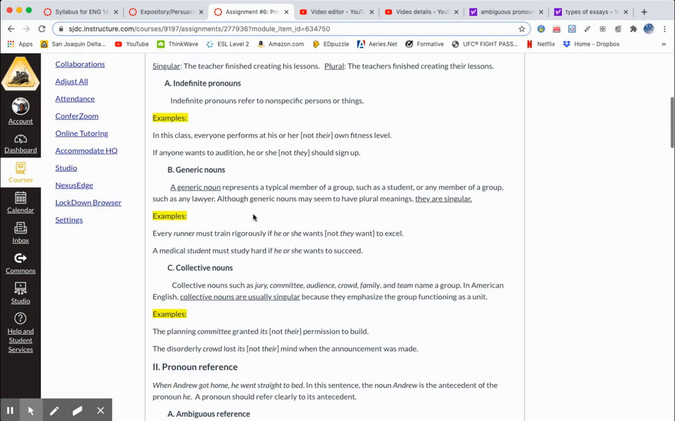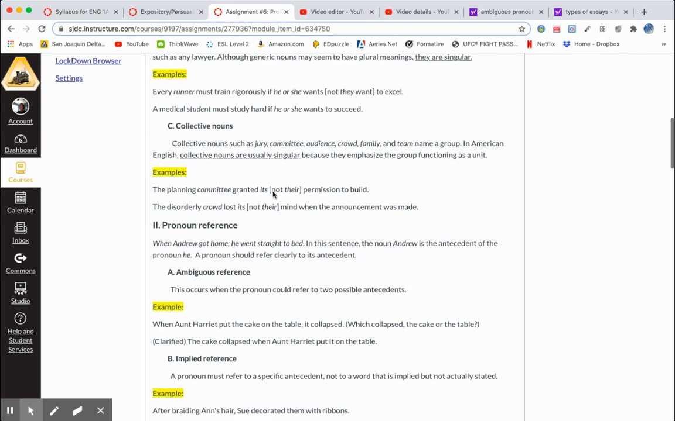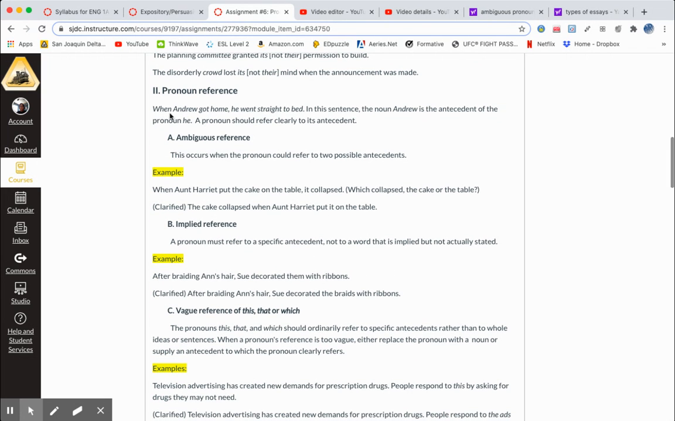So we looked at pronoun antecedent agreement, and now let's look at pronoun reference. When Andrew got home, he went straight to bed. In this sentence, the noun Andrew is the antecedent of the pronoun he. A pronoun should refer clearly to its antecedent. So that's what we'll be looking at with pronoun reference here.